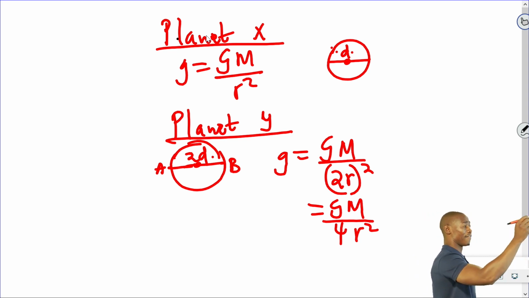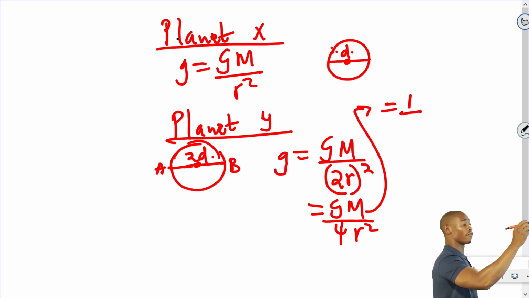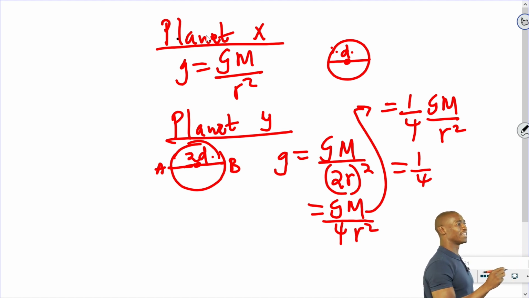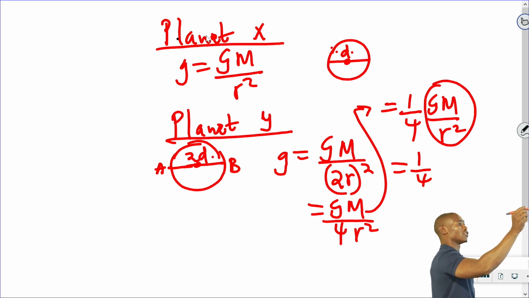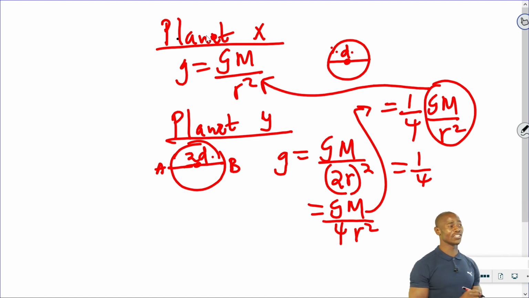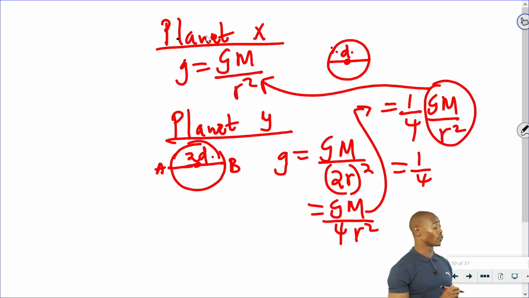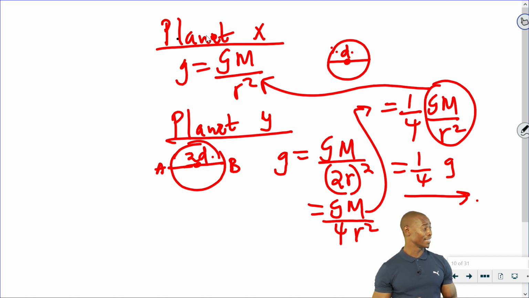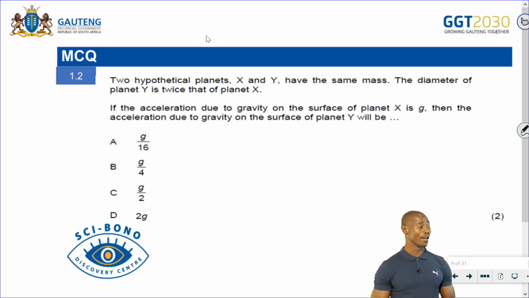Then I'm having 1 over 4 GM over R squared. What is GM over R squared? It is the gravitational acceleration, or acceleration due to gravity, on planet X, which is g. So the answer we're expecting is 1 over 4 g.